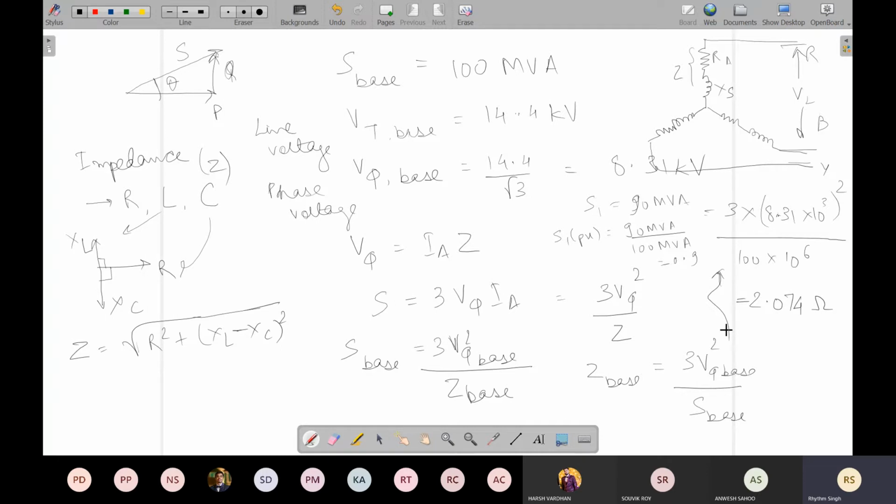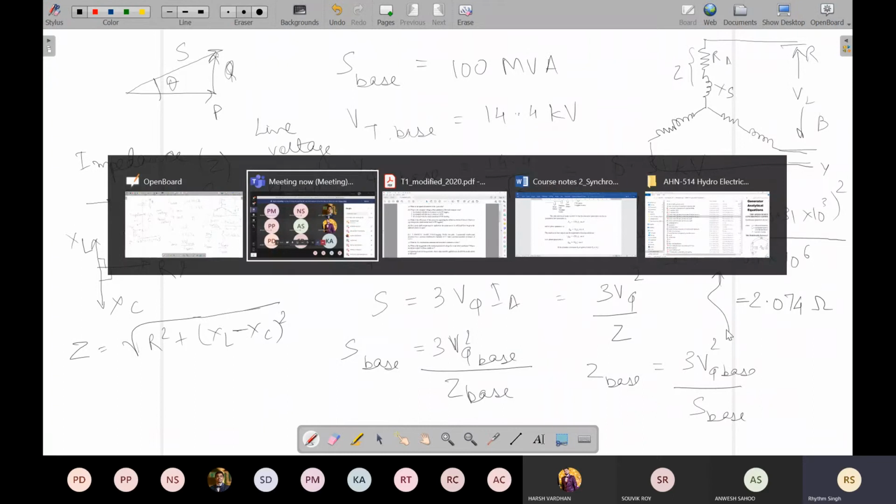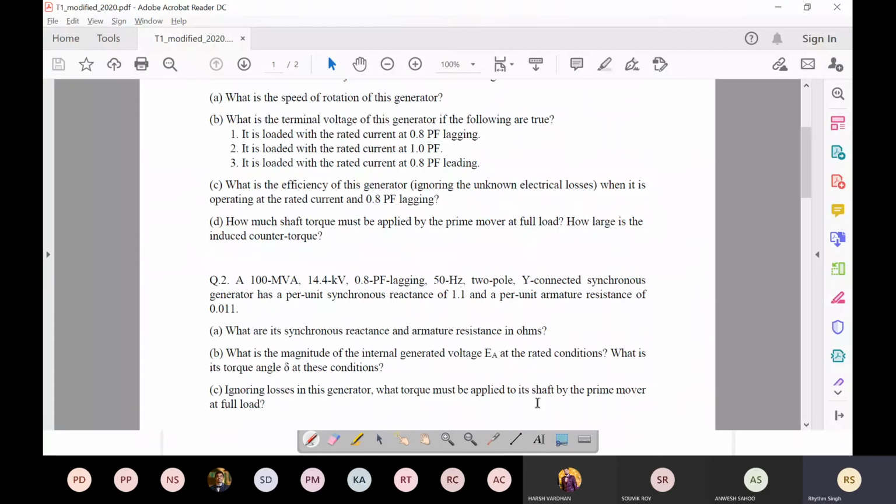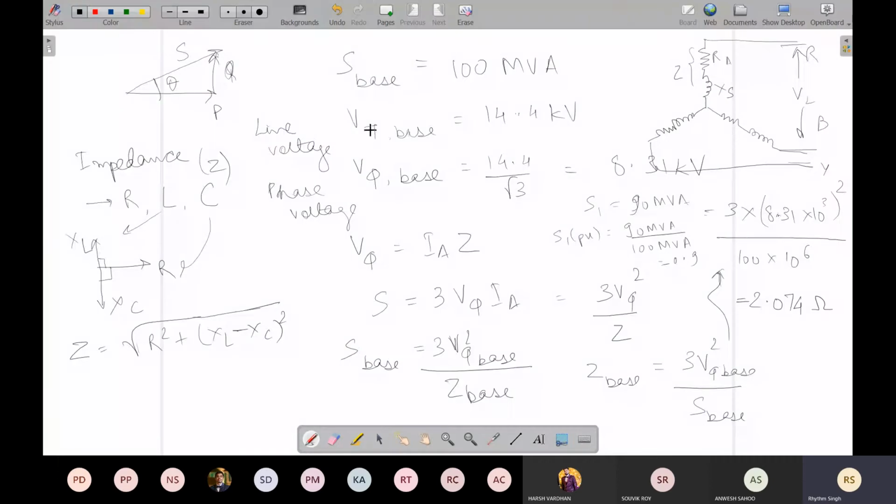And again, I'll just summarize for your clarity: whenever you want to define the per unit thing, you need to choose the base quantities. The default value for base quantity is always the rating of the machine. So the base power is whatever is the rated power output. The base voltage is whatever is the rated voltage. But please always keep in the back of your mind that the voltage given in the nameplate rating is always the line voltage. So therefore, this is the base value of the line voltage.